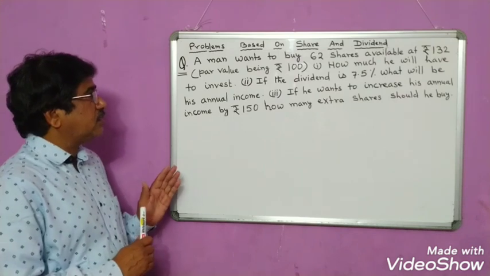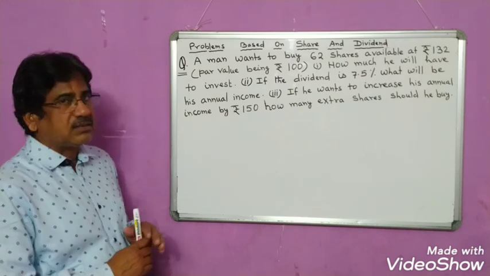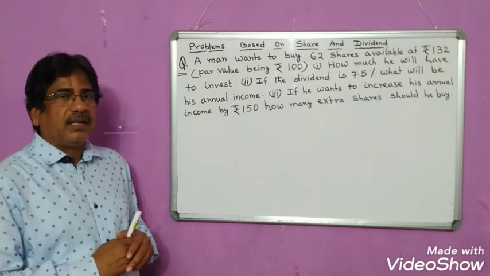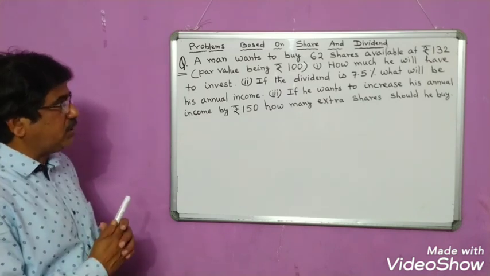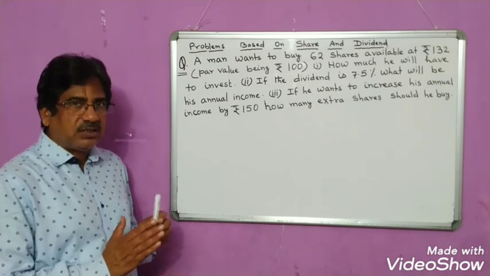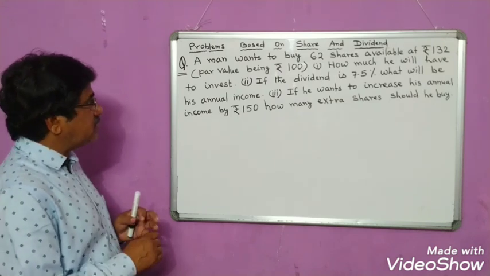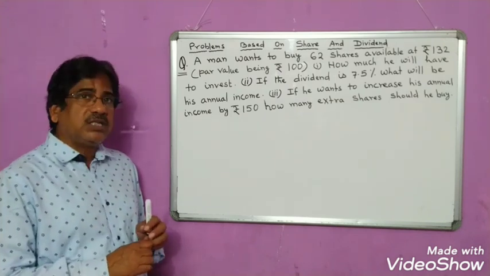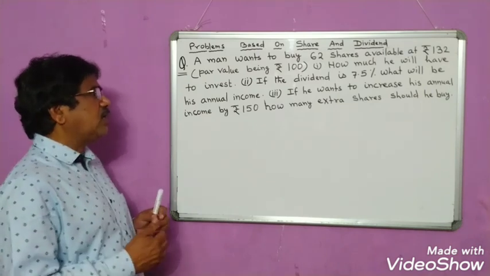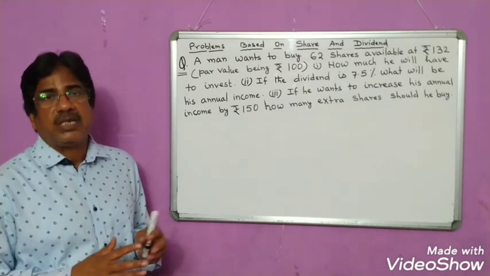I think it is clear. The question is clear to all of you. The man is going to buy 62 shares. The market value of the share is rupees 132 and the nominal value of the share is 100 rupees. You have to find out the amount the man has invested to buy the 62 shares, what will be his annual income if the dividend rate is 7.5%, and if he wants to increase his annual income by 150 rupees more, then how many extra shares he has to buy. This is going to be our question.